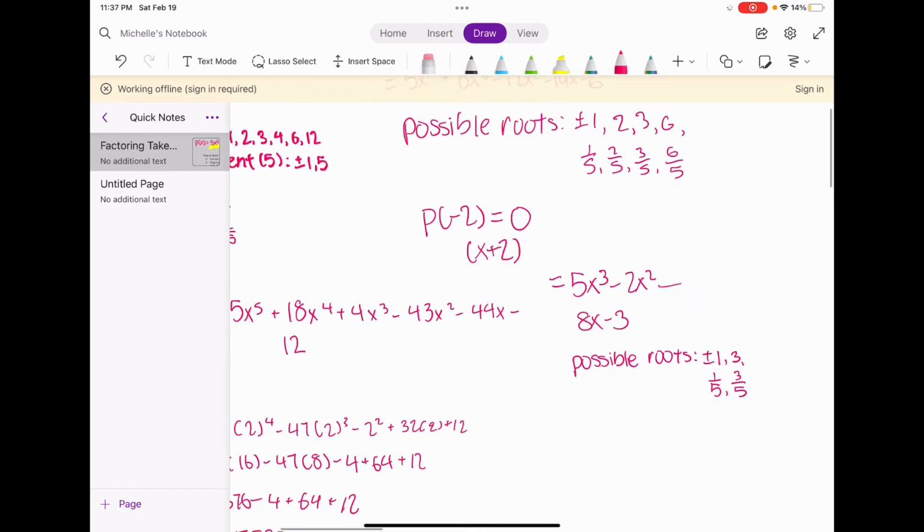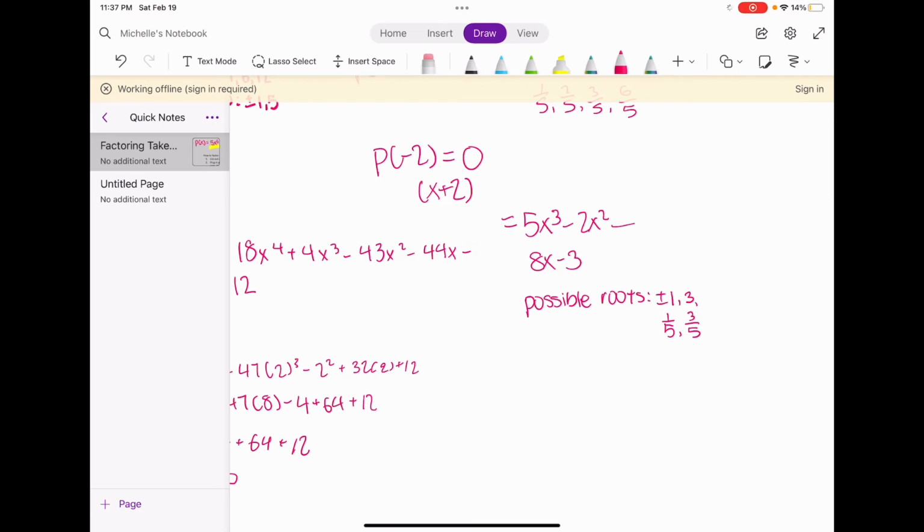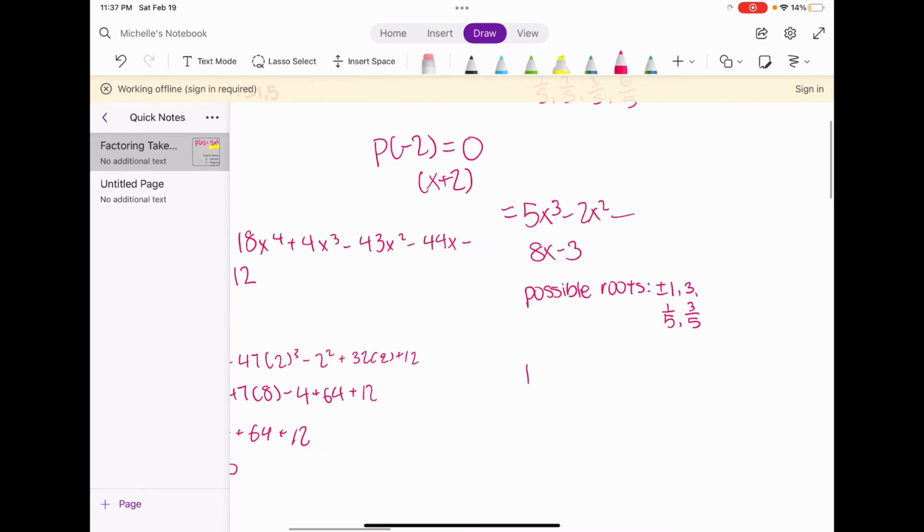Okay, so let's test these roots out. If we plug in -3/5 into the equation as x, we end up with 0, which tells us that -3/5 is a root. But how do we find its corresponding factor? Okay, so we can write the corresponding factor as x plus 3/5, because if we were to plug in -3/5 as x, that would be equal to 0.